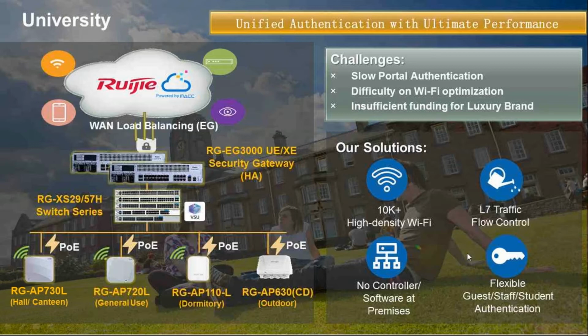So our solution is to provide high density Wi-Fi, more than 10K, with layer 7 traffic flow control using our security gateway. Our gateway has layer 7 flow control, which means we can control users doing P2P downloads or watching video streaming like YouTube or Google streaming. We can use the security gateway to block this, and also do bandwidth control. We can give a bandwidth of only 1 meg for video streaming.